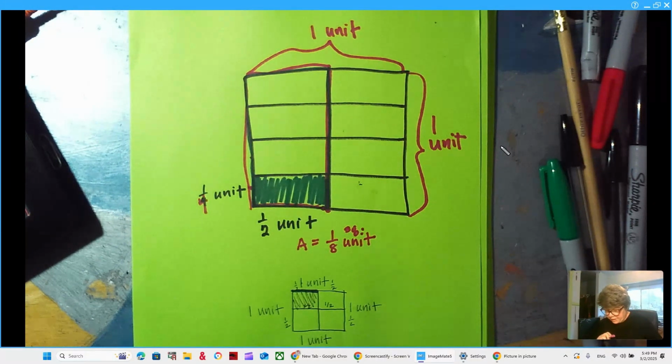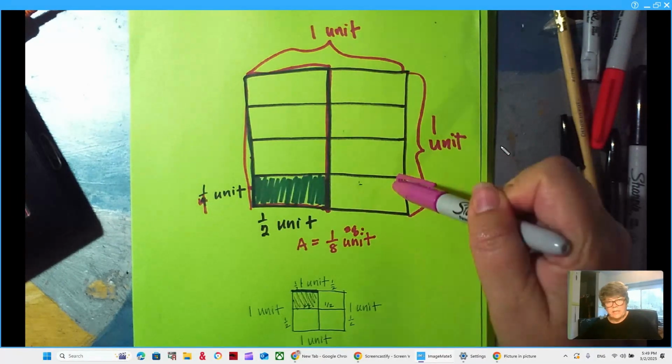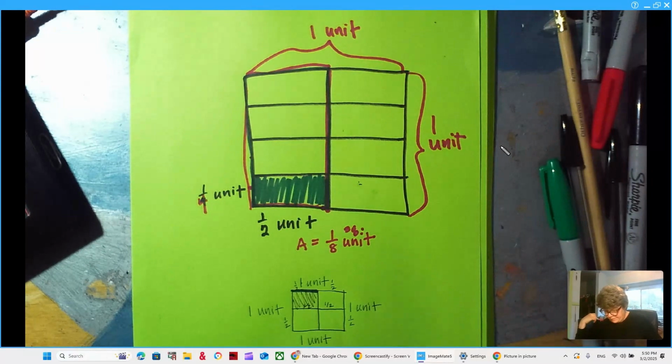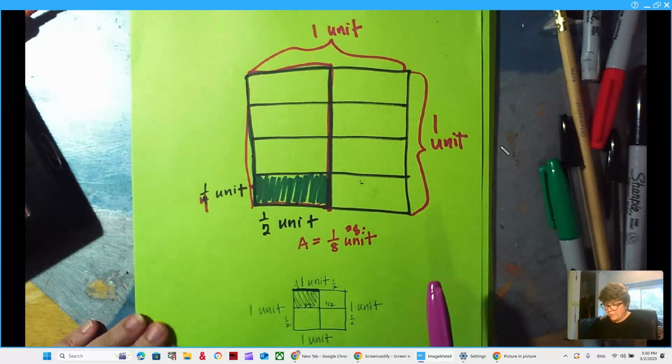The area of the shaded rectangle is 1/8 square unit, right? 1 square unit divided by 8. See how we have 1 square unit divided into 8 parts. So each one is 1/8. Yes? Okay, very good. Now let's look at another way to do it.